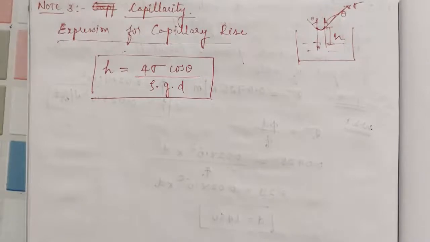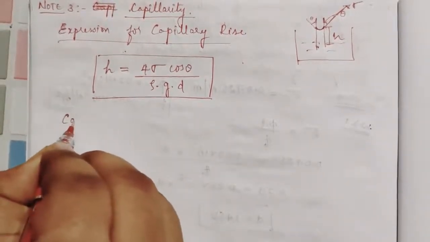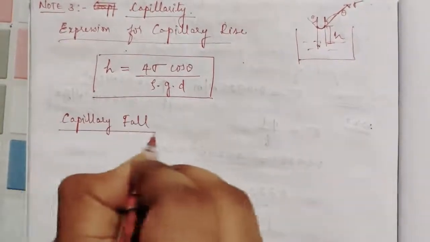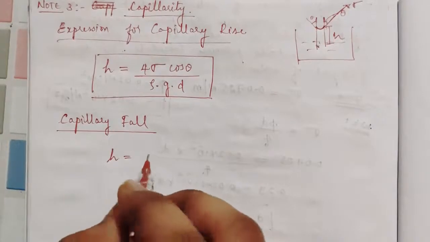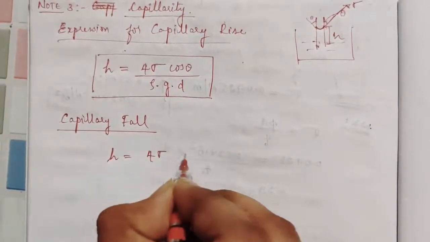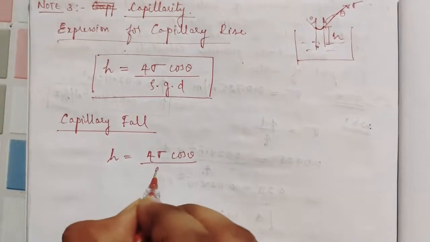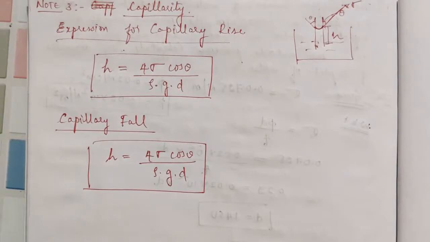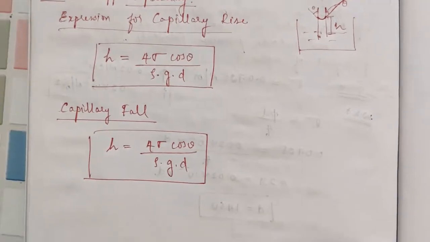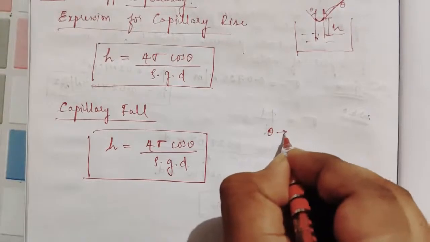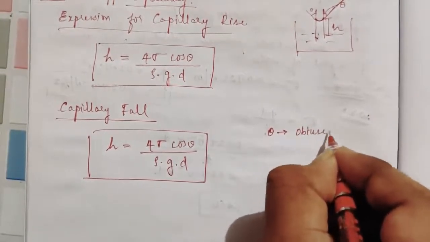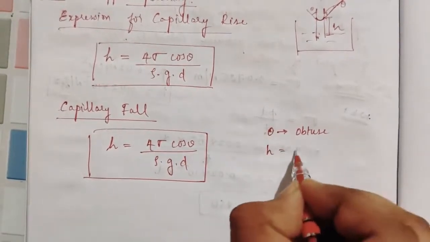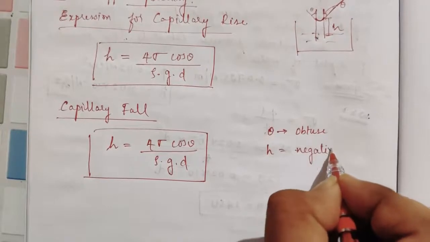Whenever there is capillary fall, what is the formula? H is equal to 4 sigma cos theta by rho g into d. It will be the same, but here we have to note down that the value of theta will be obtuse, greater than 90 degrees, and the height will be negative for capillary fall.